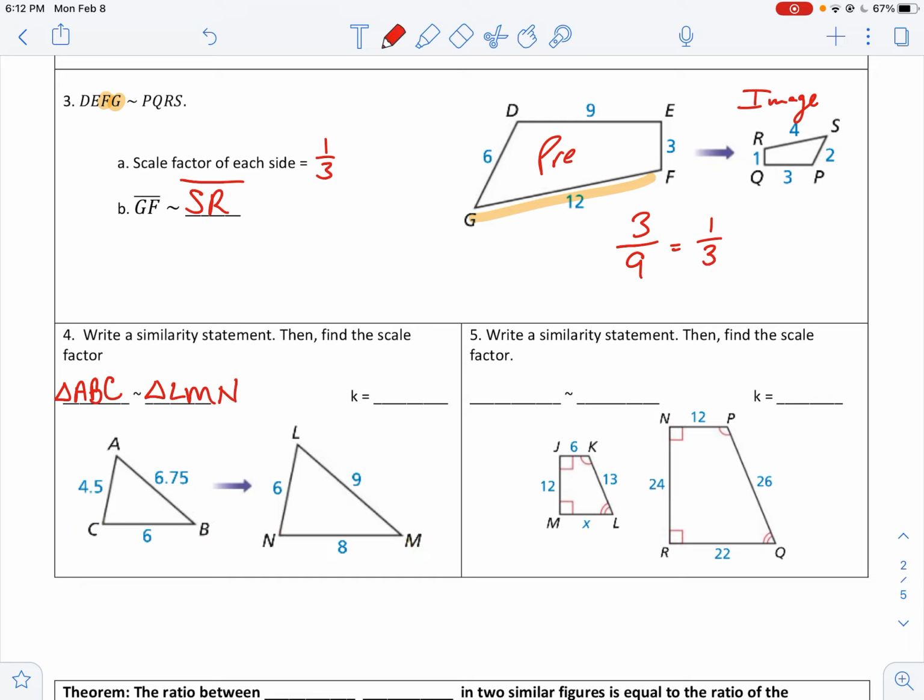I'll give you a minute here to write your similarity statement and find the scale factor in number 5. So I would pause the video and finish those, and then unpause to check your work.